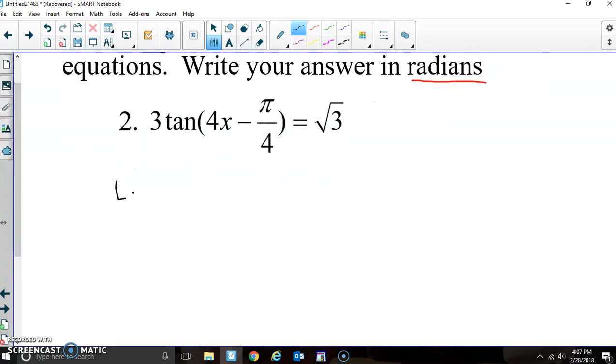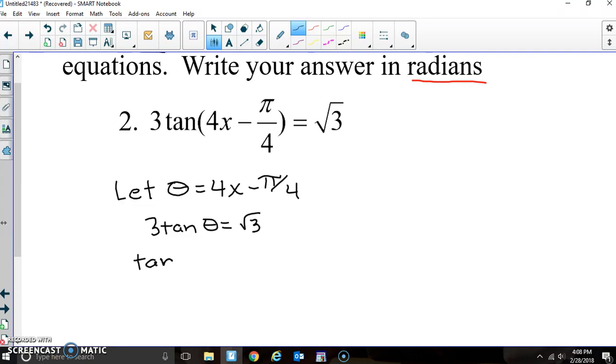Let theta equal 4x minus pi over 4. And then we want to take this and make this 3 tangent of theta equals radical 3. Divide by 3. So we get tangent of theta equals square root of 3 over 3. All right, now we want to find the solutions for that.